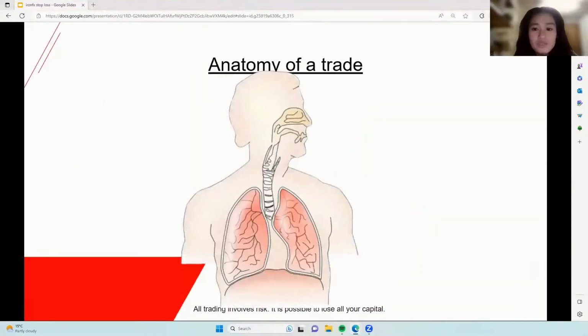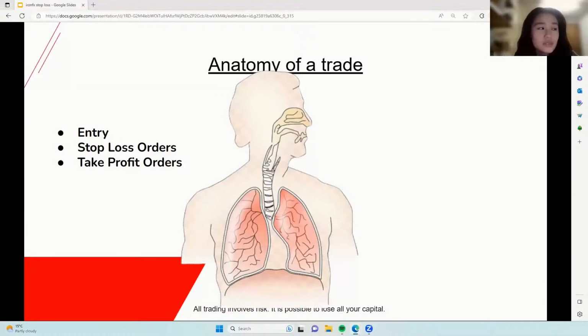Okay, but first things first, we'll go through the anatomy of a trade as well as some risk management strategies. So trade management refers to the process of managing open trades in the financial markets to maximize returns and minimize risk. So, of course, the anatomy of a trade consists of the entry, your stop loss orders, as well as your take profit orders.